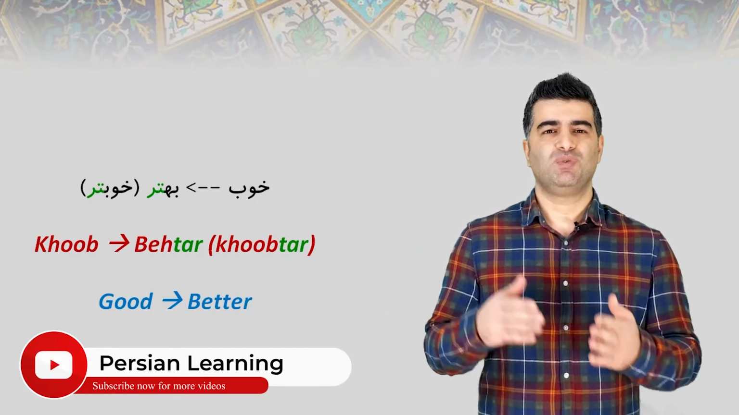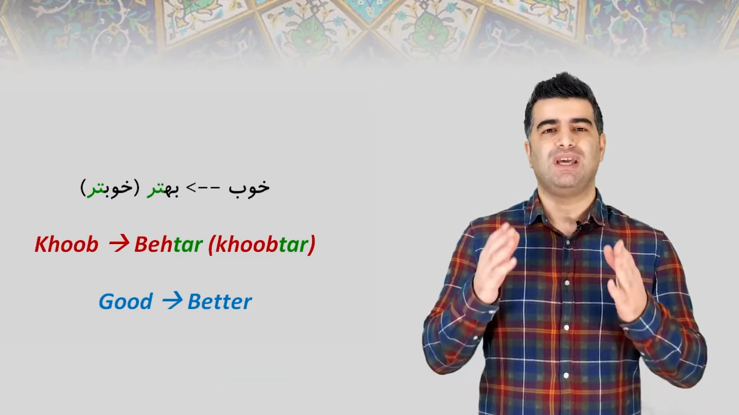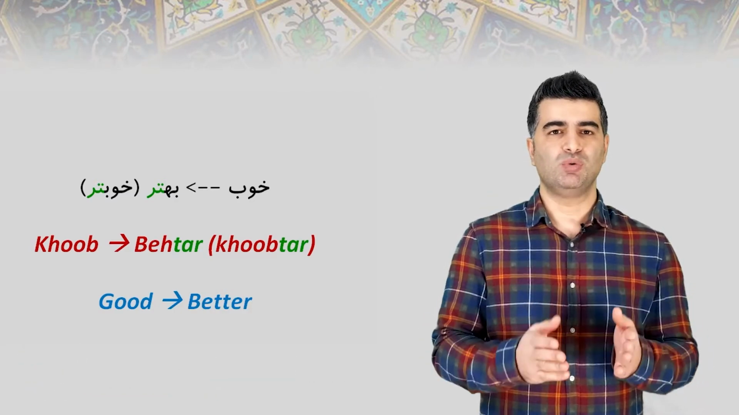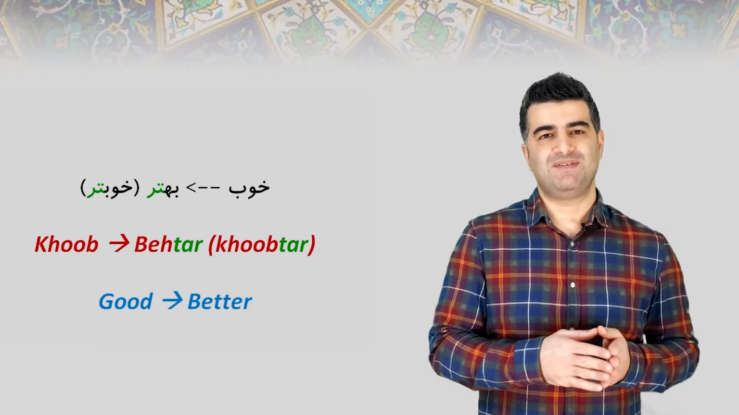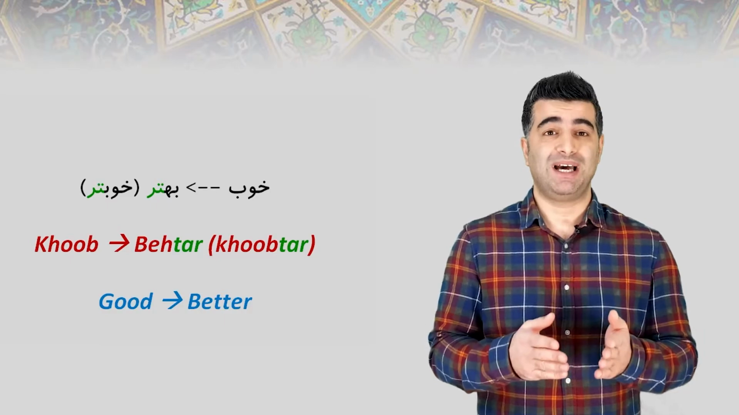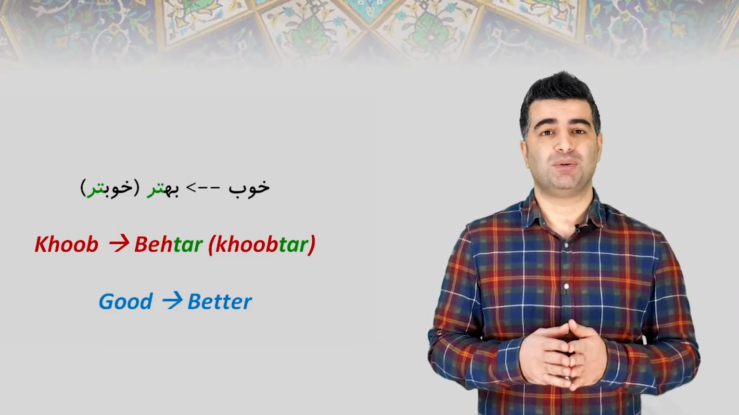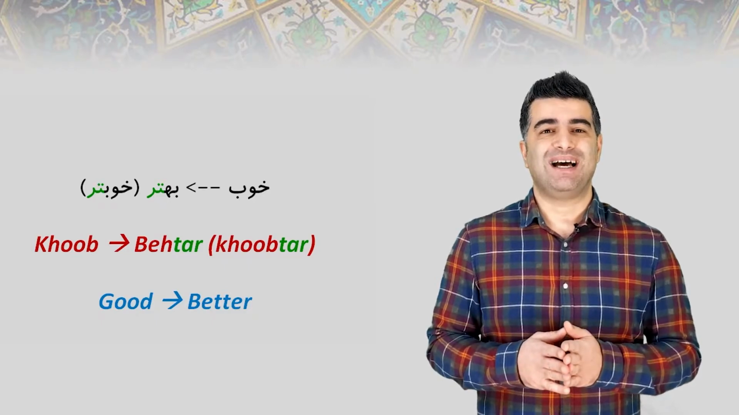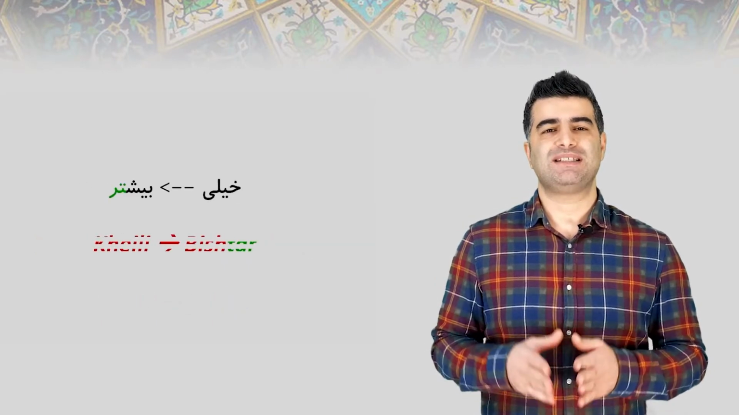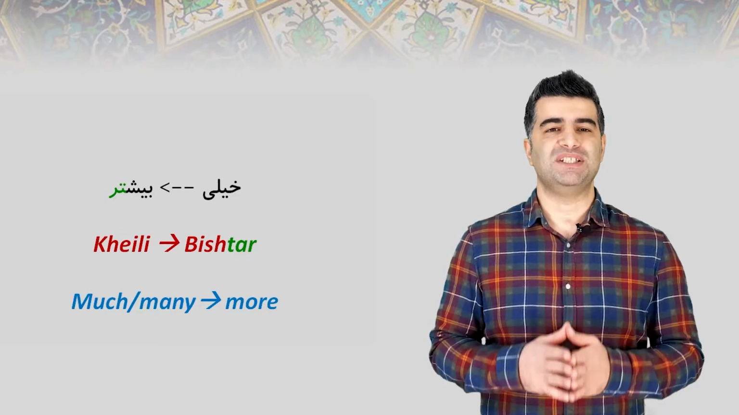In many languages, in comparative forms, the adjectives good and bad and some others are exceptions. They don't follow their normal rule. In Persian also, we have good, which is khub, and for comparative we say behtar. But sometimes you can also say khubtar. It is also possible. For bad, it follows the normal rule and it is badtar. Another exception is khayli. The comparative form of khayli is bishtar.